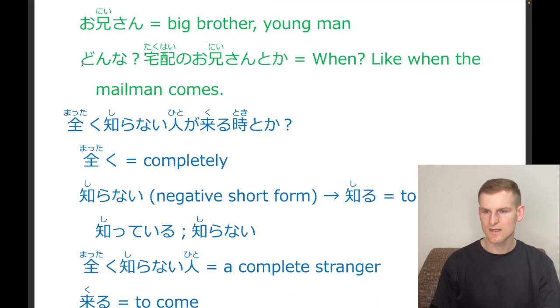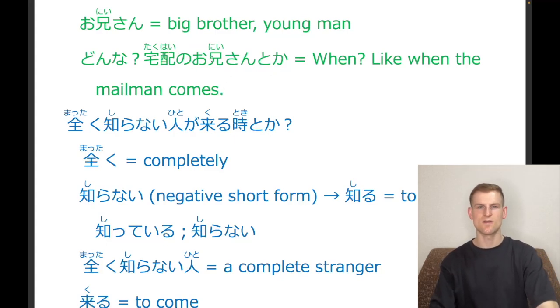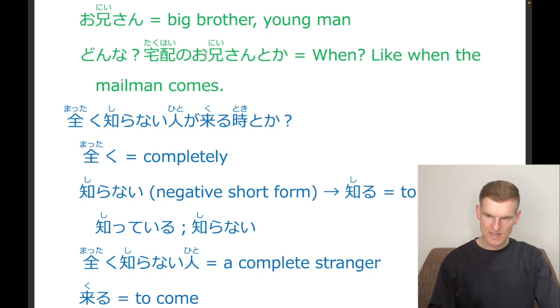Okay, so どんな宅配のお兄さんとか. So like when the mailman comes. And remember, とか is used when you want to say that there's more elements to this list, but I'm not going to mention them now. So there are other situations when the dog barks as well, but this is the one that the man could think of on the spot. Okay, so どんな宅配のお兄さんとか. This is a very abbreviated sentence. He could have said like when the mailman comes, but he actually didn't even use the verb comes in this case.